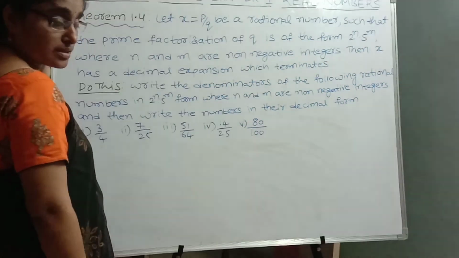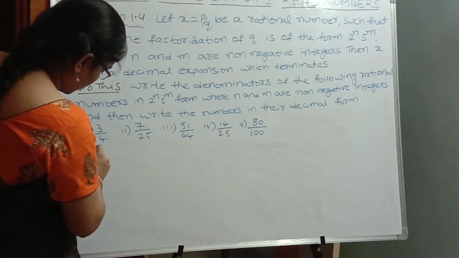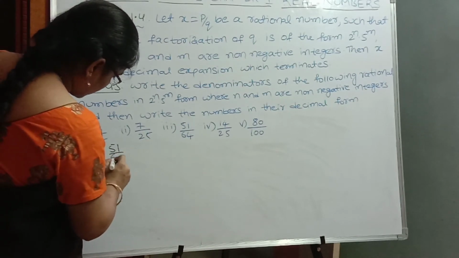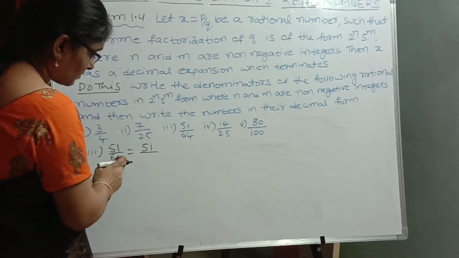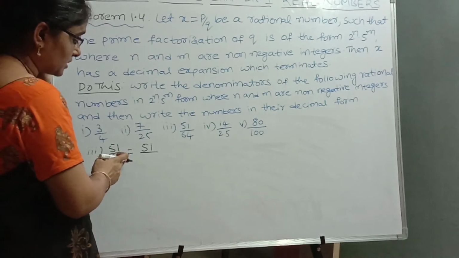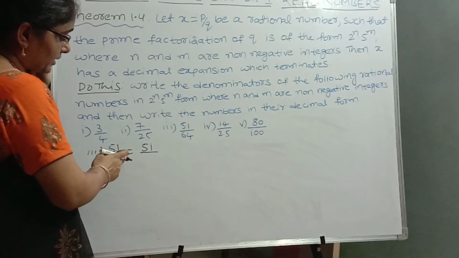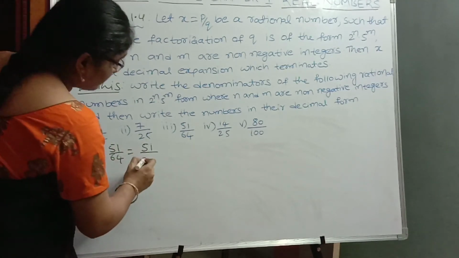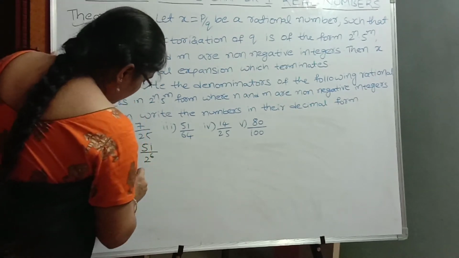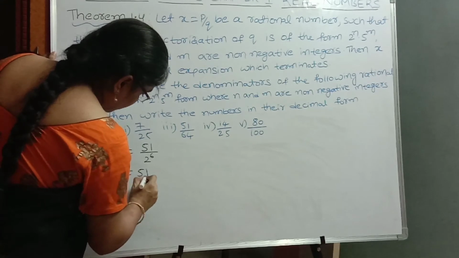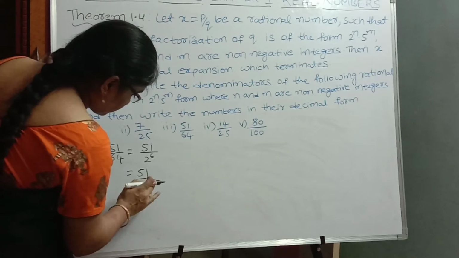Next one is 51 by 64, the third one. How do you write this 64? It can be written in 2 powers. It cannot be written in the form of 5 powers. That's why 51 by 2 to the power of 6. After writing this, now we have to convert the denominator into powers of 10.